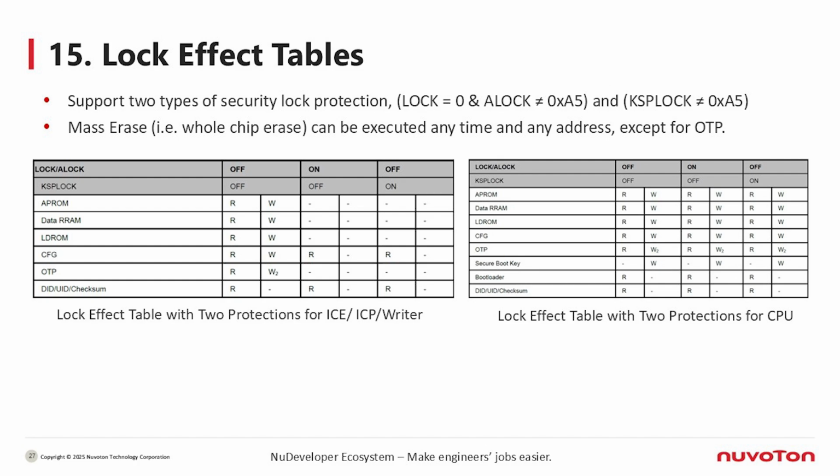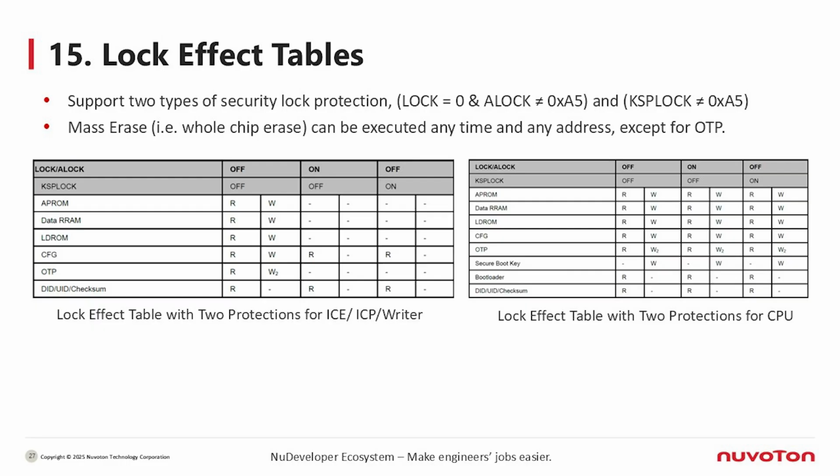If both security locks are turned off, the areas of APROM, data, LDROM, CFG, OTP, DID, UID, and checksum are all readable. The areas of APROM, data, LDROM, CFG, and OTP are all readable. Once any security lock is turned on, only CFG, DID, UID, and checksum are readable. The lock effect for CPU operations is shown in the right figure below.